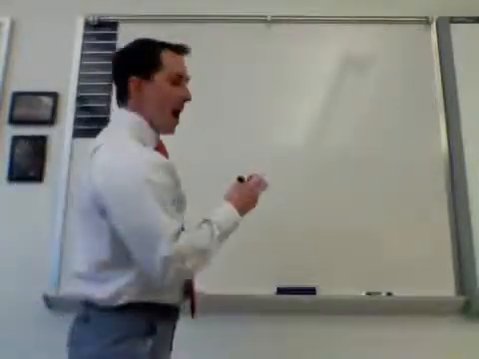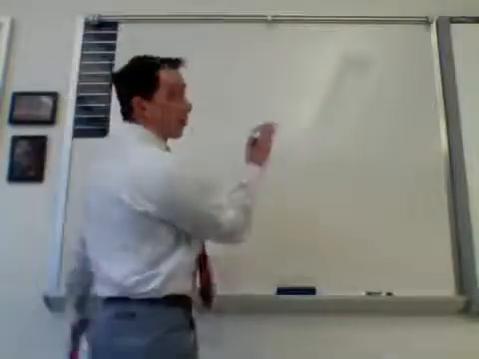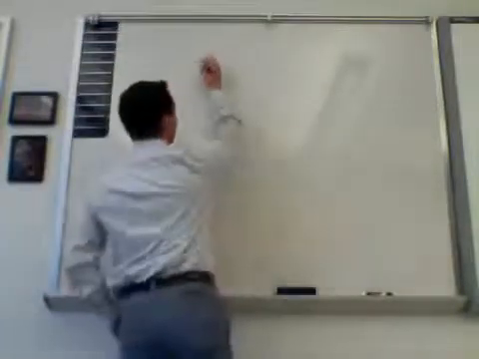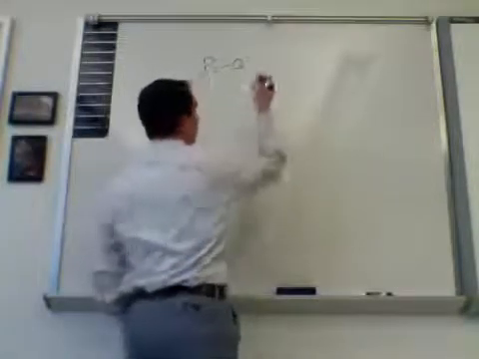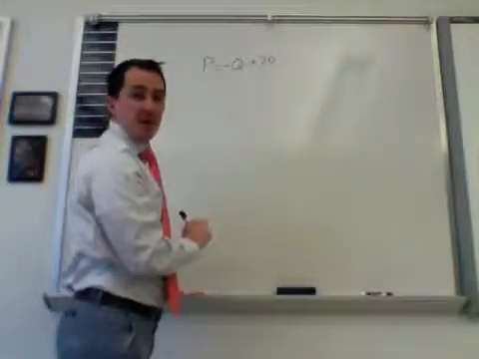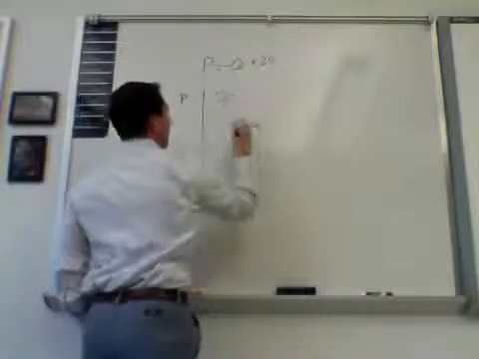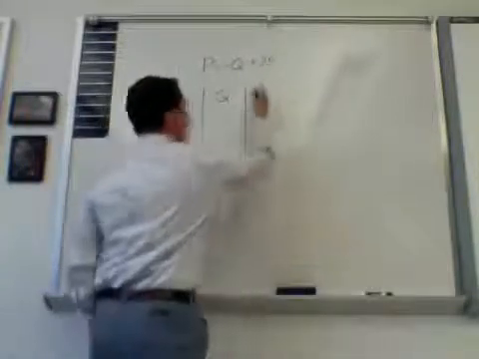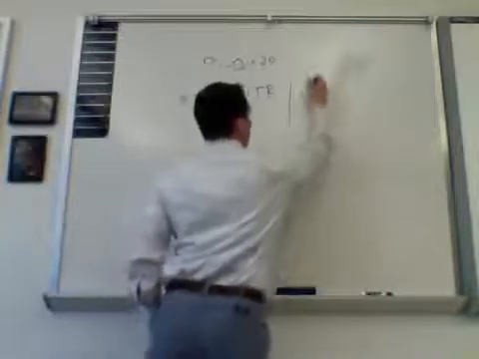So the first thing I have is a demand curve, and the demand curve I'm going to look at is really simple. It's that the price is negative Q, the quantity, plus 20. So I'm going to make a table here that has the price, the quantity, the total revenue, and the marginal revenue.